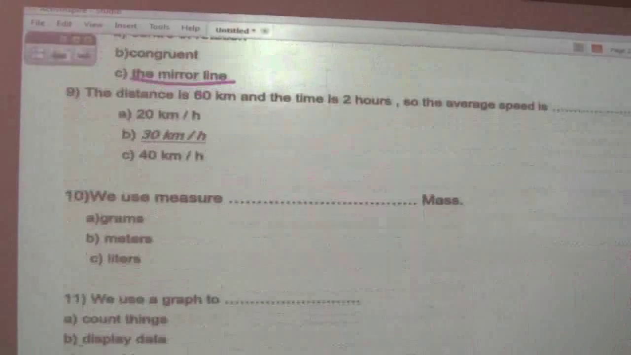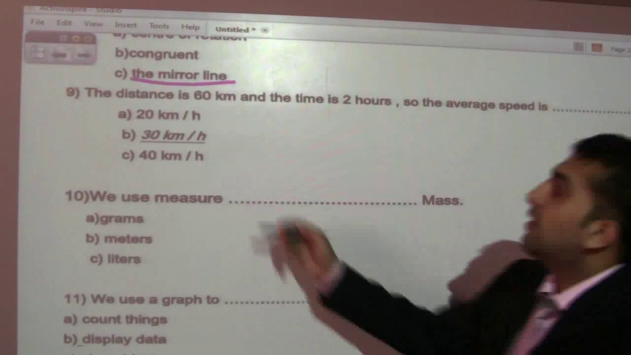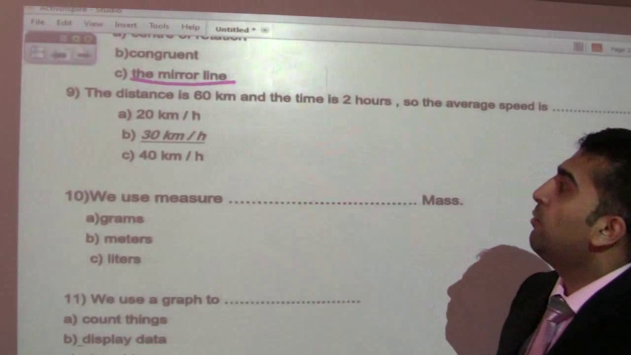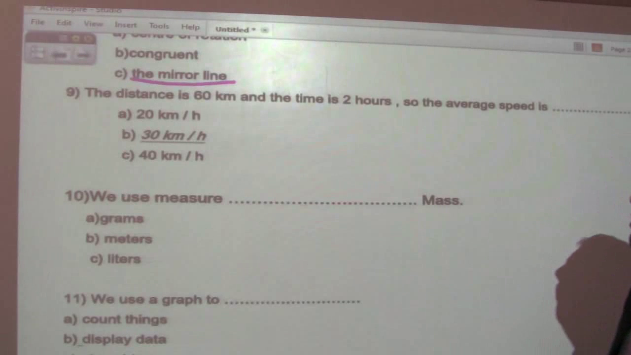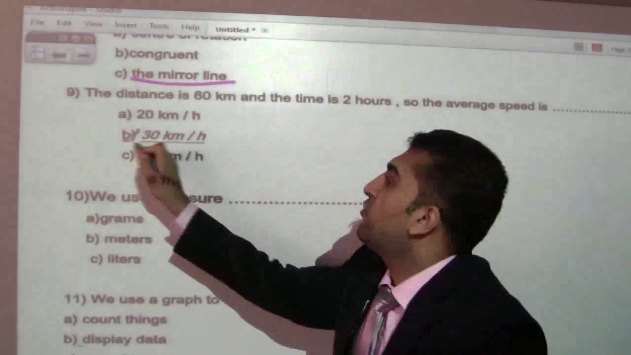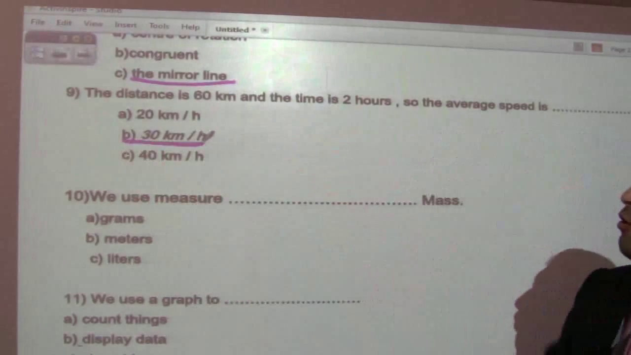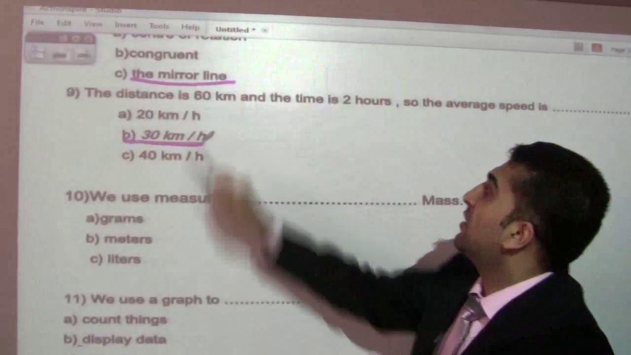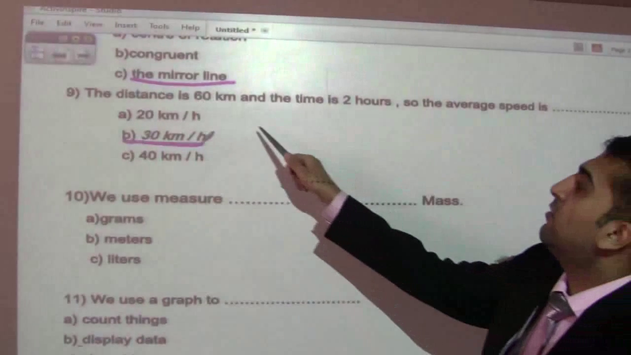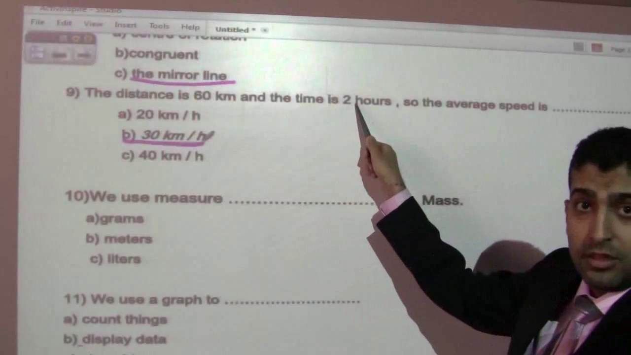Question number 9. The distance is 60 kilometers and the time is 2 hours. So the average speed is 30 kilometers. Why? Because we divide here the distance over the time.